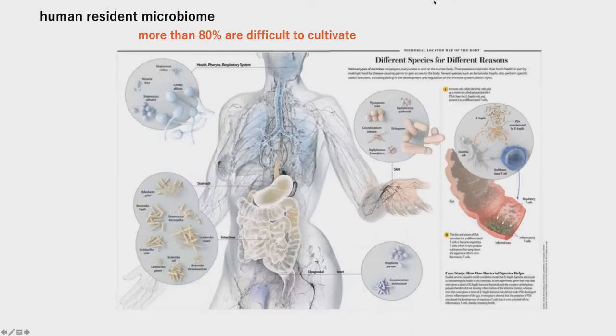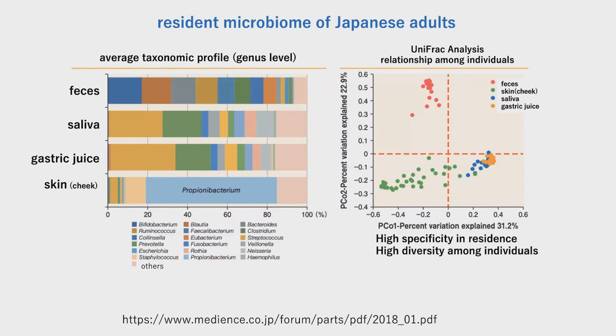Okay, let's return to the metagenome analysis. This is a human, and the human body has many resident bacteria, for example in the intestine. The data obtained by the next generation sequencers is summarized like this. For example, this is a comparison of the bacterial populations among the different body parts: feces, that is intestinal bacteria, saliva, gastric juice, and skin.